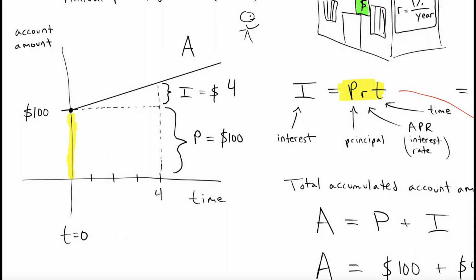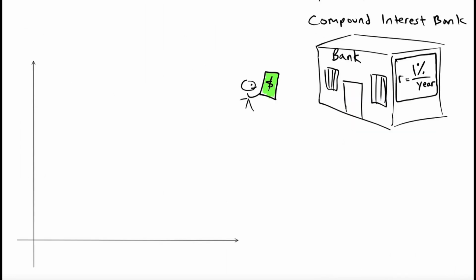What that means is when the bank owes you interest, they give you the interest, and you can do whatever you want with it. You could remove it from the bank, or you could keep it in the bank and let that interest accrue interest itself. It's called compound interest. Let's say that instead of going to a simple interest bank, I'm now going to take my business elsewhere. I'm going to go to a compound interest bank.